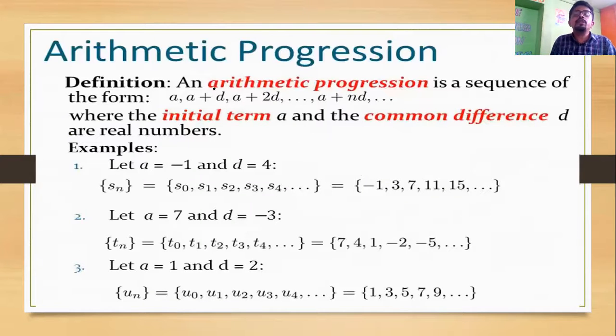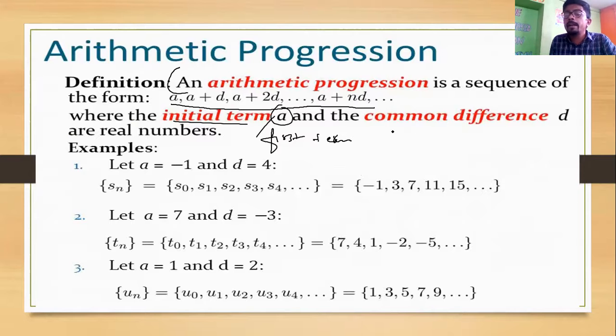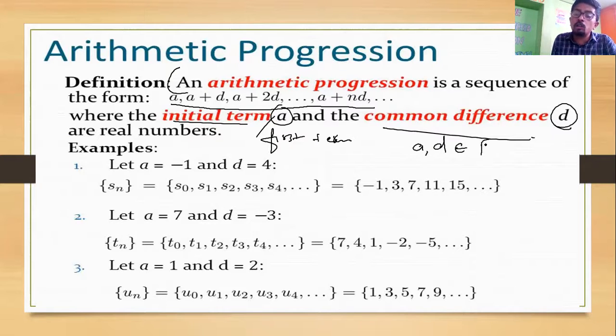Here the definition is given. An arithmetic progression is a sequence in the form a, a plus d, a plus 2d, up to a plus nd, and so on, where the initial term, also called the first term, is a, and the common difference is d. Here a and d are real numbers, meaning a and d should both belong to the real number set.